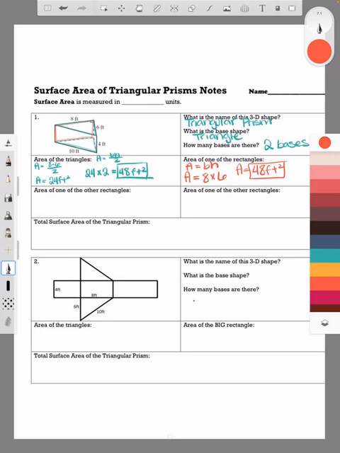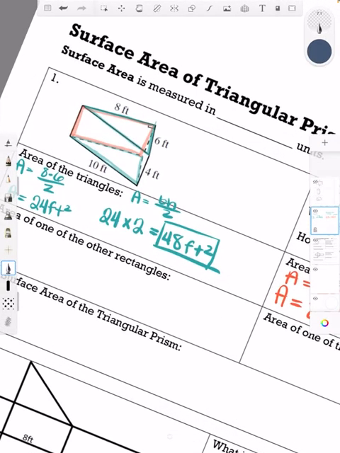All right, now the next question is saying, find the area of one of the other rectangles. So I'm going to go ahead and highlight one of the other rectangles. I'm going to highlight this one in the front.